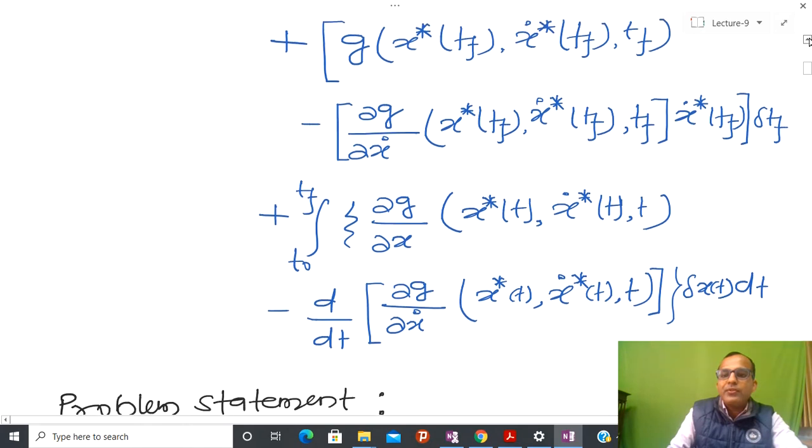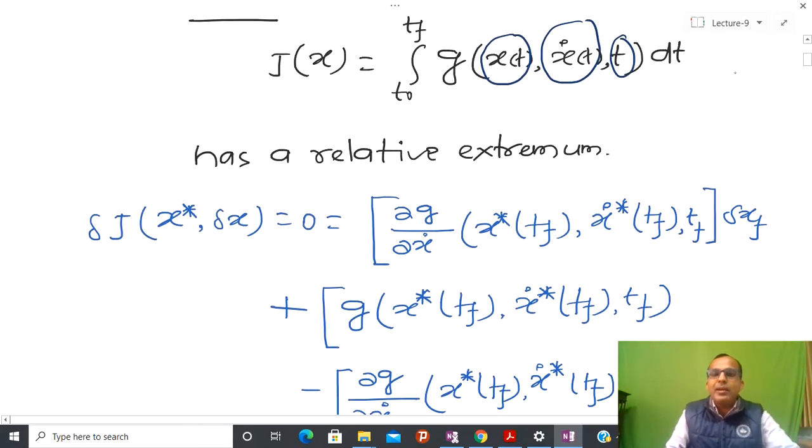After that, we have the second class of problem, where t0, x(t0), and tf are fixed, but x(tf) is free. How do we solve that problem? Whenever x(tf) is free, it means delta xf is free, that is, arbitrary, so we have to impose this term equal to 0. But tf is fixed, so delta tf is 0, and due to that reason that term is automatically 0. So we have to solve two equations simultaneously.